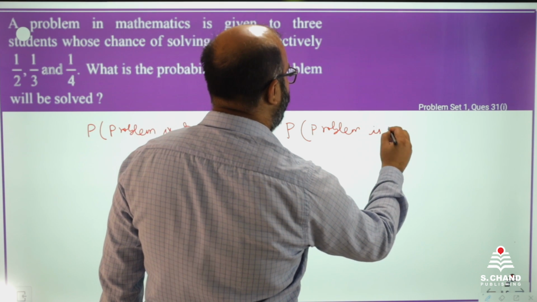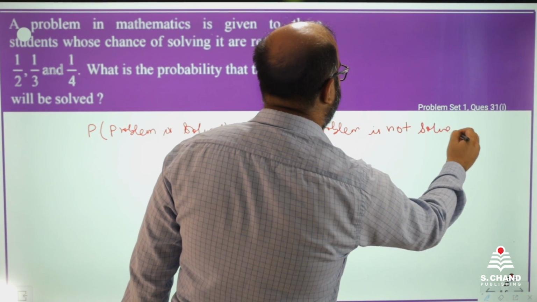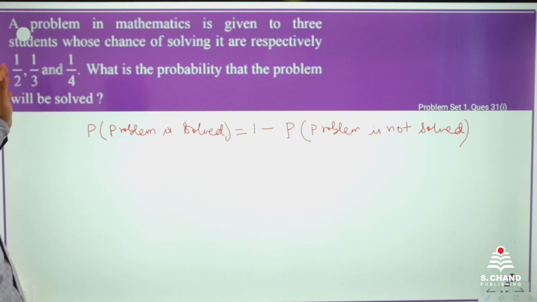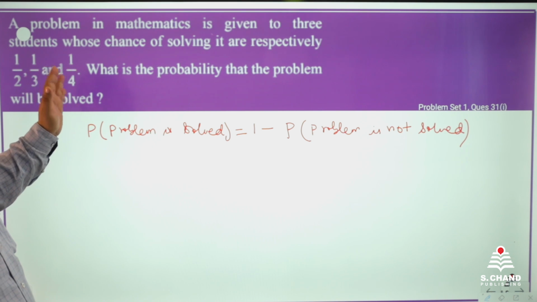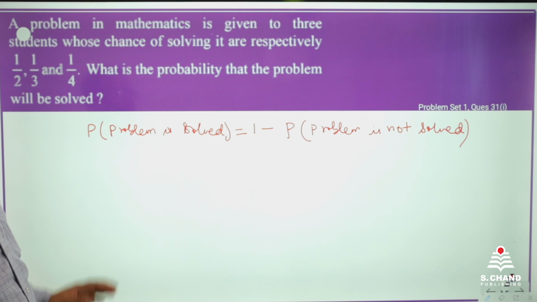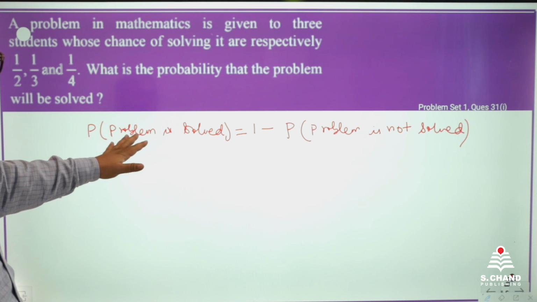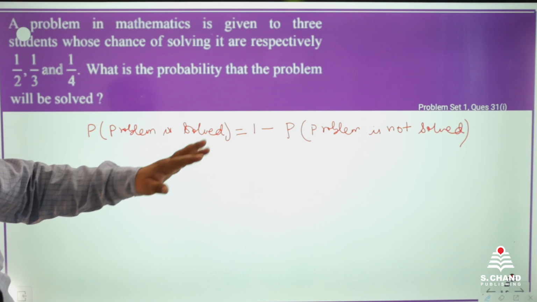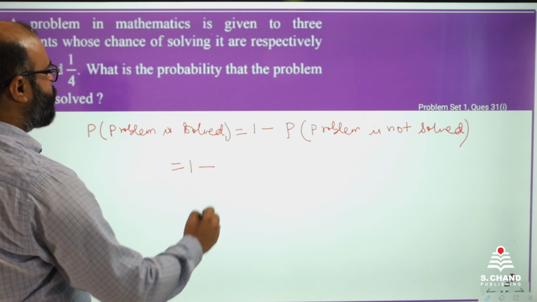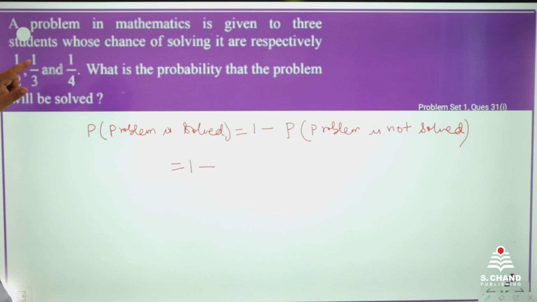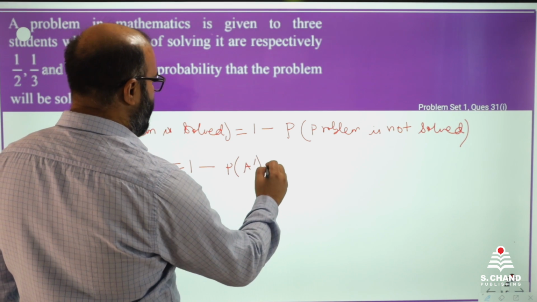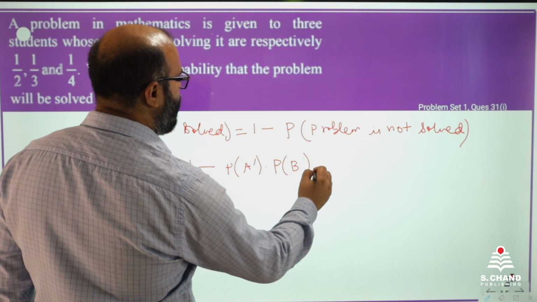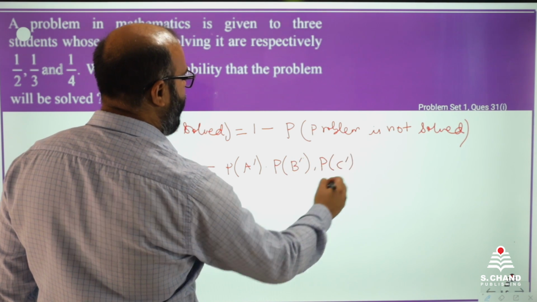That is easier to find, because in the solving case there are many cases: A could solve, B and C could not solve; A and B will solve, C will not solve; C will solve, A and B will not solve. Many cases will be there. So let us take the probability the problem is solved as 1 minus the probability the problem is not solved. Here the students can solve it with probability 1 by 2, 1 by 3, 1 by 4. So you can say the first one has not solved it, into the second one has also not solved it, into the third one has also not solved it, like this.